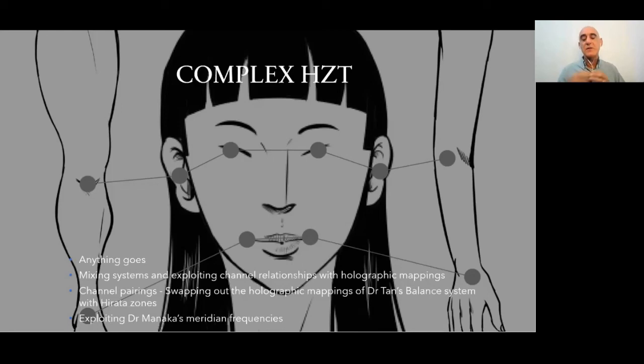Manika's meridian frequencies, tapping with a metronome. So these are things that can be very useful. And so I would say complex HZT, your imagination is the limit. It doesn't have to be what I thought of, it can be what you think of as well.